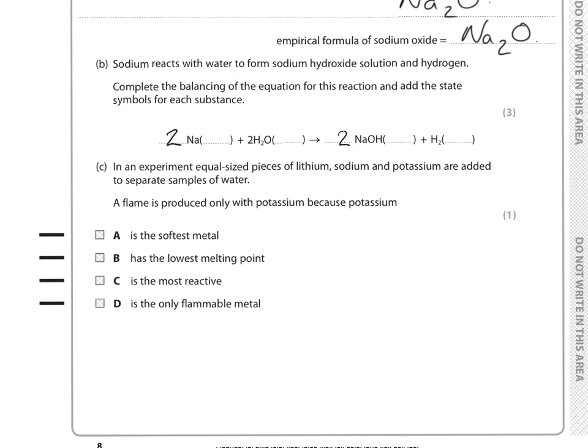So 2 marks out of the 3 were for putting the 2 balancing numbers, 2 and 2, and then the state symbols. Sodium is a solid, water is a liquid, it's not aq, it's an l for liquid, NaOH is aq, and hydrogen is gas, and that gets you a simple 3 marks. In an experiment, equal size pieces of lithium, sodium, potassium are added to separate samples of water. A flame is produced only with potassium because potassium, the answer is C, is the most reactive metal. And I think that was quite an easy mark.